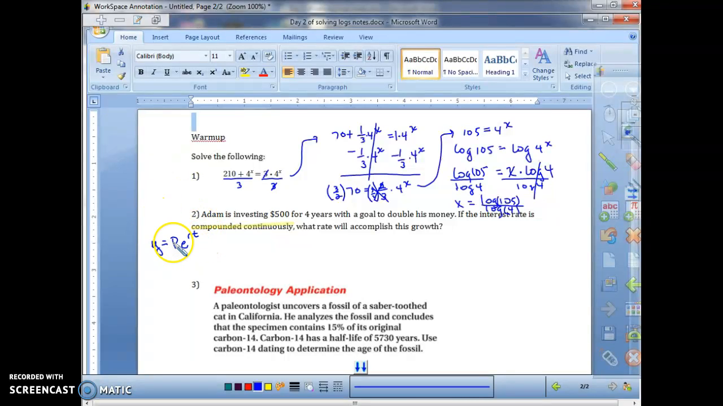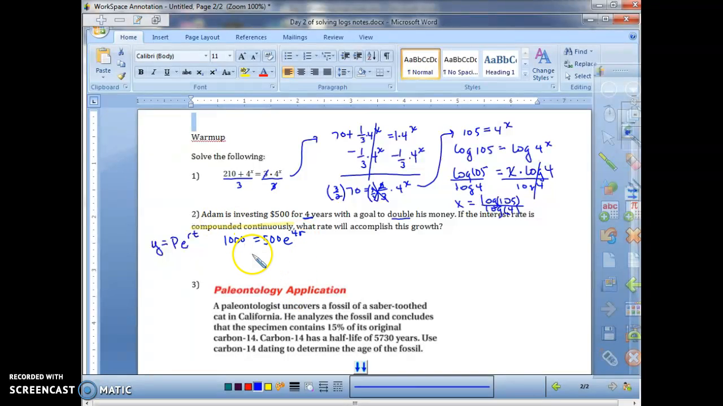And we have a lot of this information. We actually know we're starting with $500, and it says we're going to double it, meaning we would end with 1,000. So start with 500, end with 1,000. We'll accomplish the doubling right here. And then because we have our e, which is just a number, our rate is unknown, but we know we're investing it for 4 years. So I'm going to write this as 4r, and I'm going to be solving for that r.